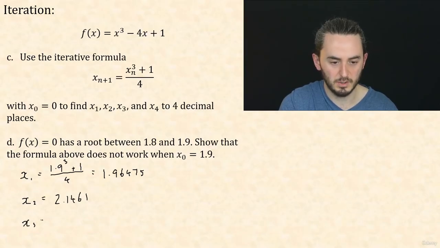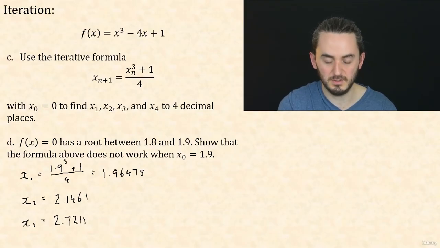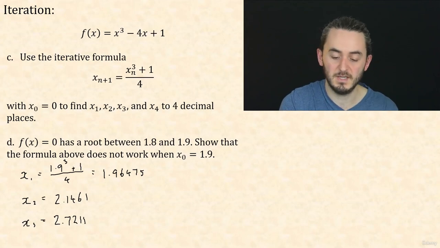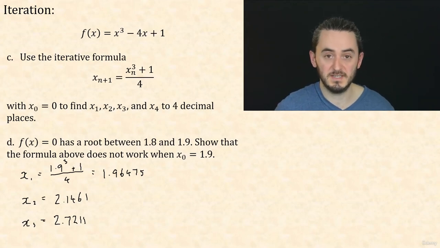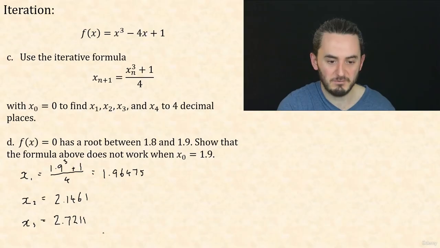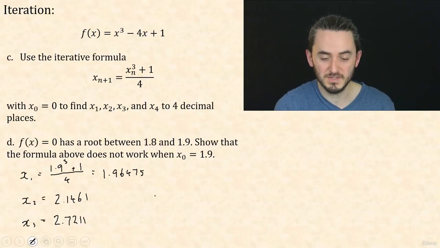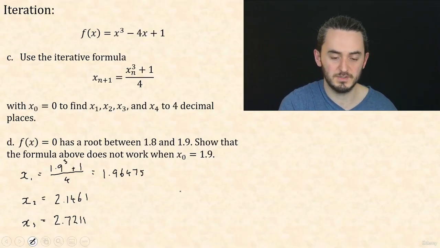One more just for good luck. We're now at 2.7211 and so on. And actually, if I go through x4, 5, 6, 7, okay, x7 is already like 5.3 times 10 to the 11. So this is getting very big very quickly. So the key term here is that it is divergent.